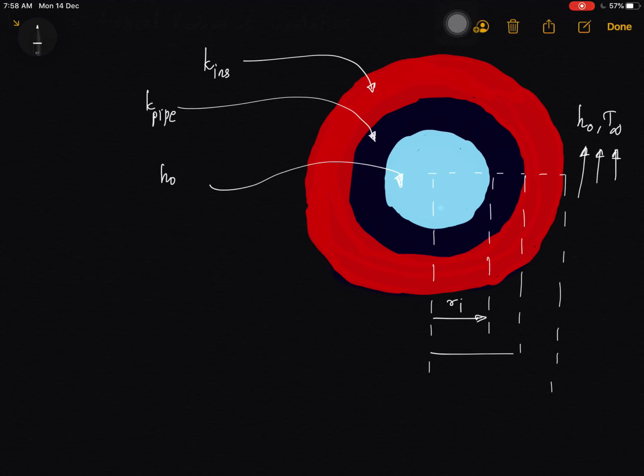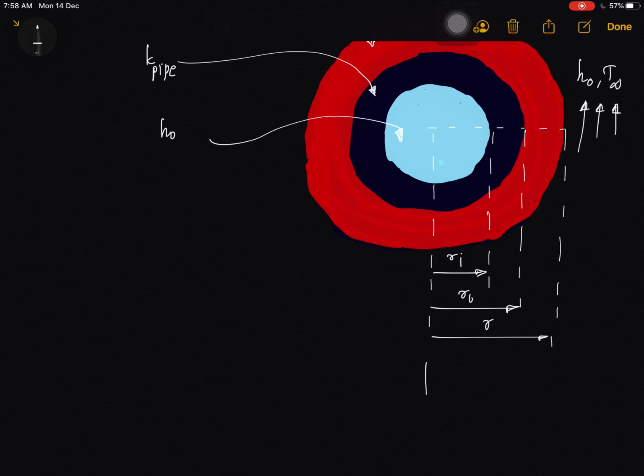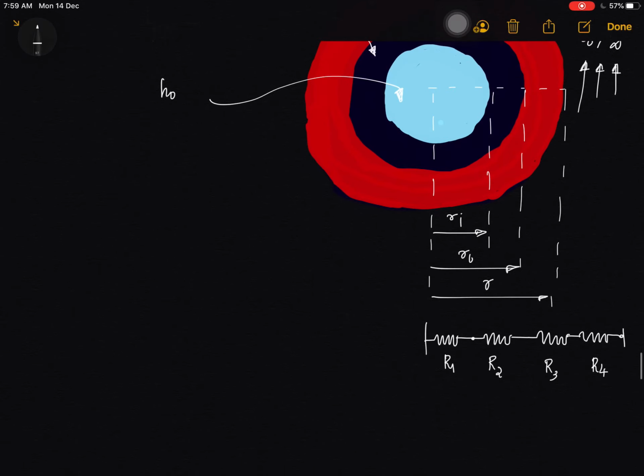So for this pipe we have internal radius Ri and external radius Ro, and the radius of the insulation material is R. So if we convert this to a resistance circuit, we can draw it like this. This is R1 which is due to the fluid that is flowing inside the pipe. This is R2 which is due to the pipe itself. This is R3 which is due to the insulator material, and this is R4 which is due to the fluid that is flowing outside the pipe.